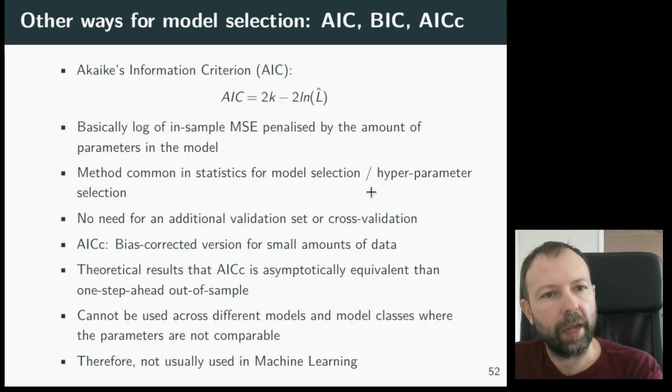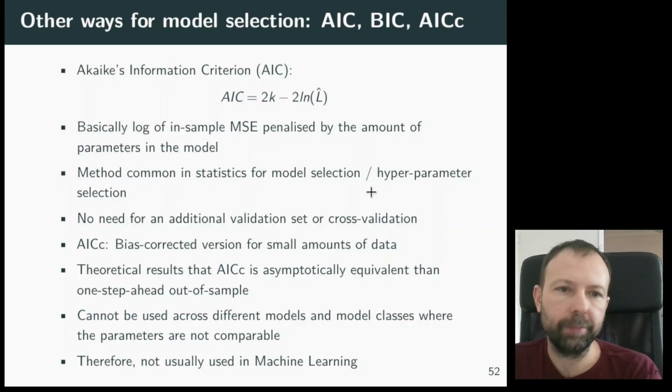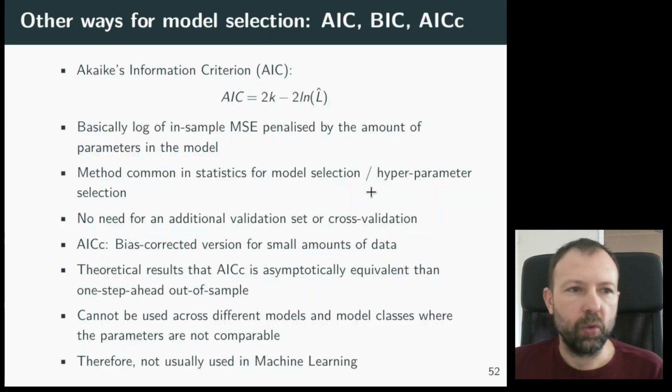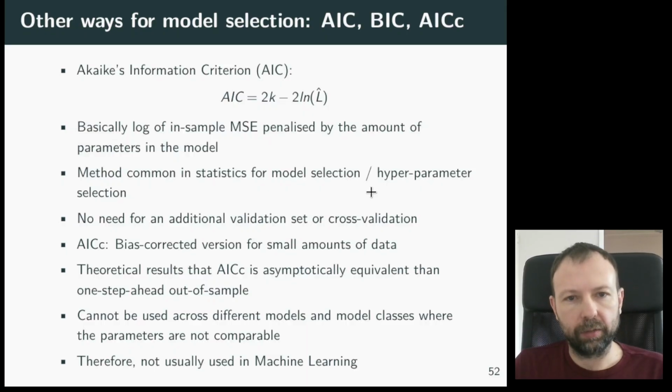Then there is this AICC, which is a bias-corrected version for small amounts of data. And then there are some very interesting theoretical results that the AICC is asymptotically equivalent to a one-step ahead out-of-sample forecast. So basically, by doing AIC, you get the benefits of doing some form of cross-validation, but without doing it.